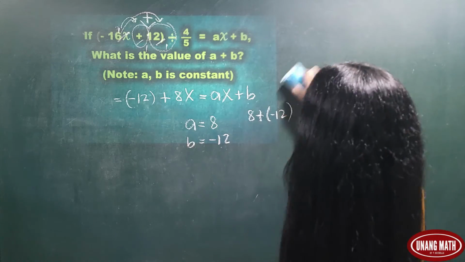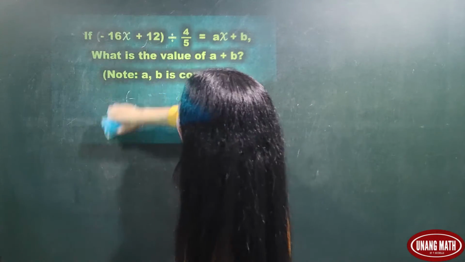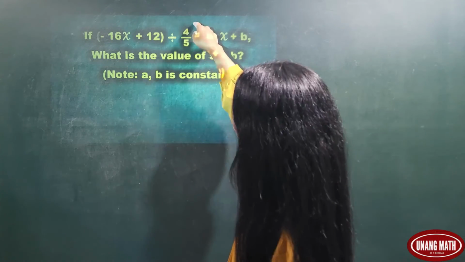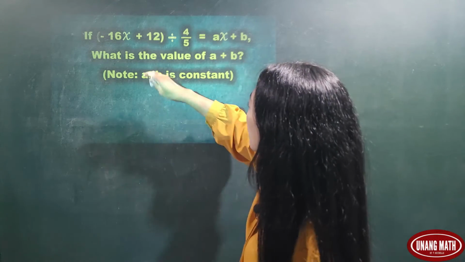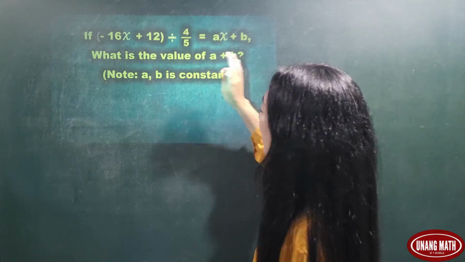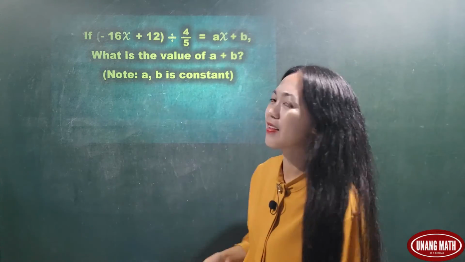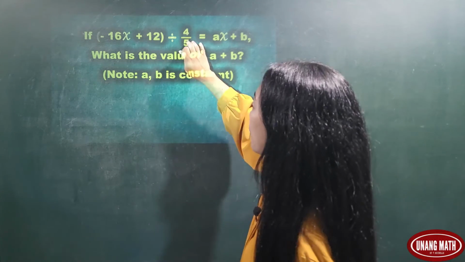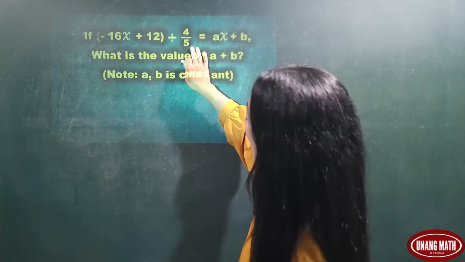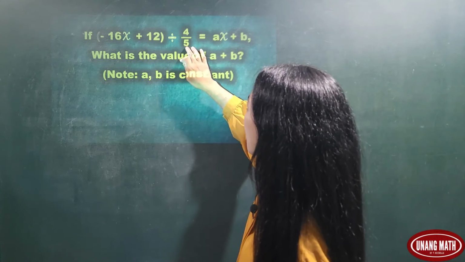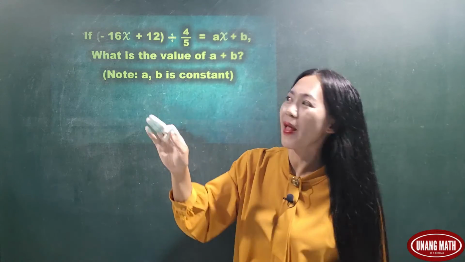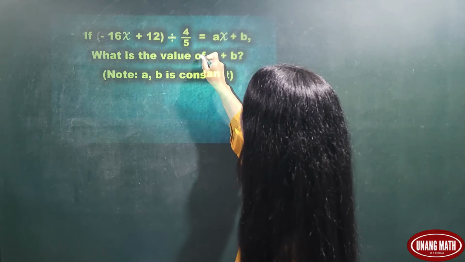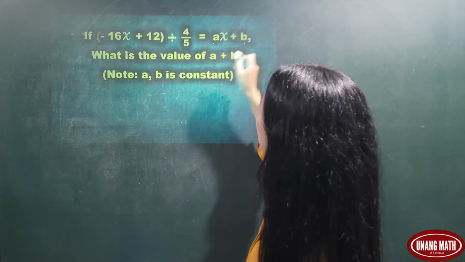For this next problem, it's for you to answer. We have here, if negative 6x plus 12 divided by 4 over 5 is equal to ax plus b, what is the value of a plus b? Note that a and b are constants. So this is a linear expression divided by a number, or this fraction. To answer this, we need to get the reciprocal of 4 over 5. So we apply multiplying by the reciprocal, and then you can simplify so you can find the value of a and b.